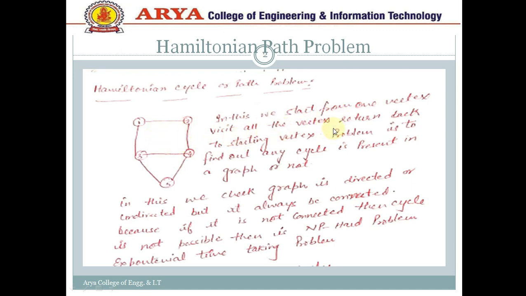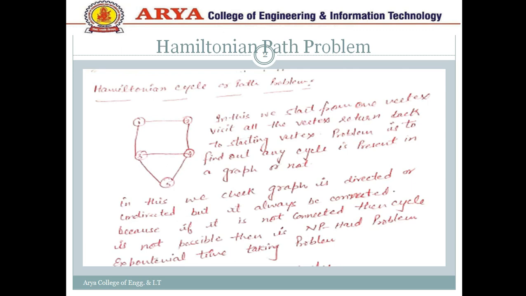Visit all the vertices and return back to the starting vertex. That problem is to find out whether any cycle is present in the graph or not. That means we have to start from 1, 1 to 2, 2 to 4 and 3, 3 to 5, and again we can move to any vertex and it can reach the starting vertex. That means the starting vertex and the ending vertex are the same. That is known as a loop in this graph.